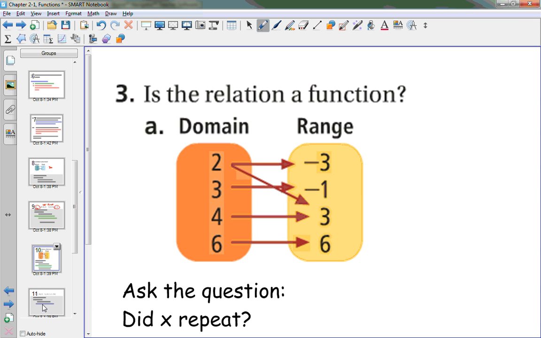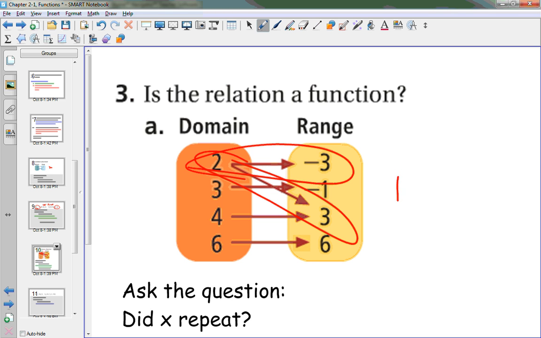Is this a function? No. Why no? 2 has chosen to go to -3 and to +3. Is that legal? No, it's not. So therefore, this is not a function.